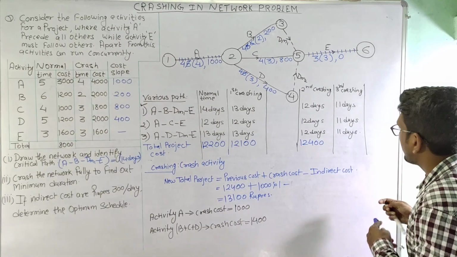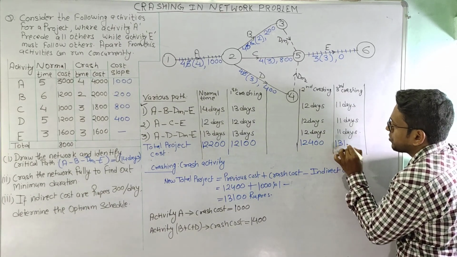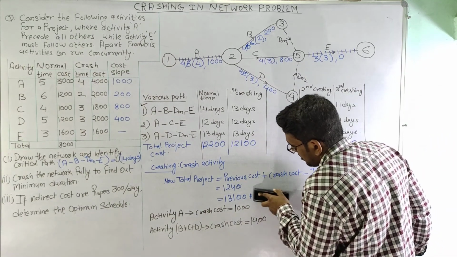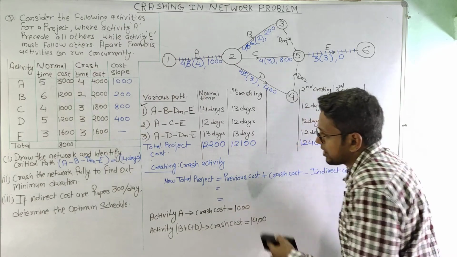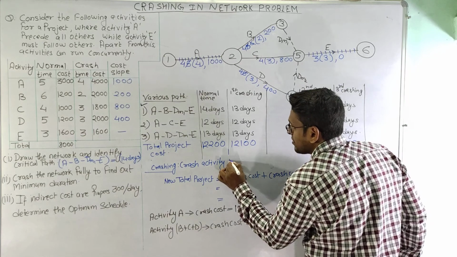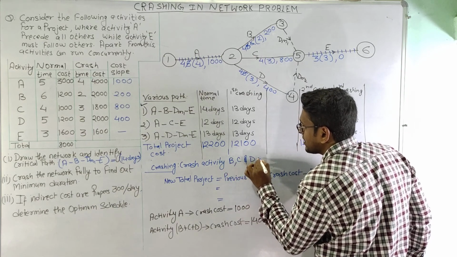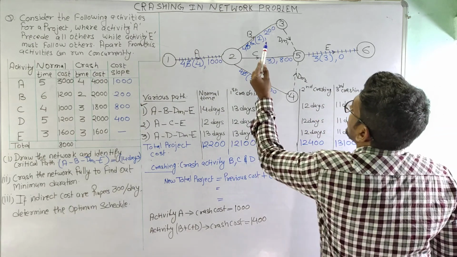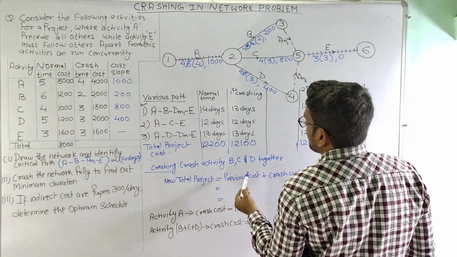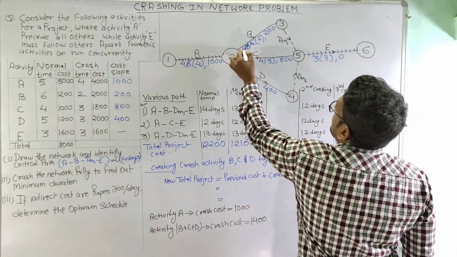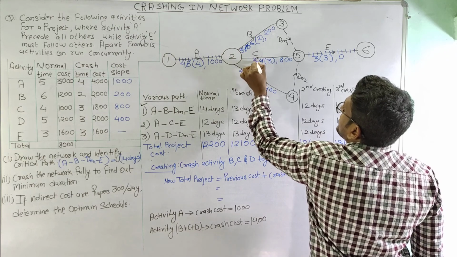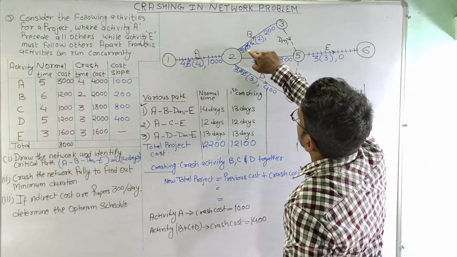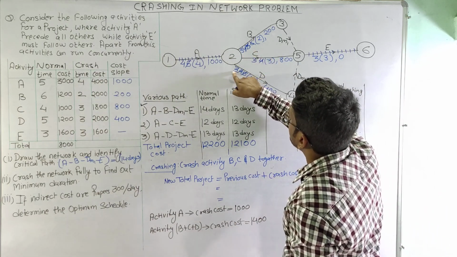Okay, let me first write the cost here. It is 13,100. Now let us crash activities B, C and D together. So the previous cost, let this be 3, let this be 3 and this will become 3. So once again the timing has been changed from 4 to 3, 4 to 3, 4 to 3.